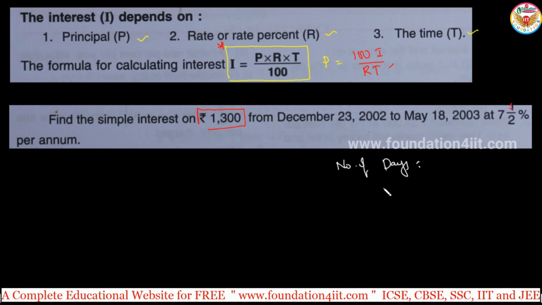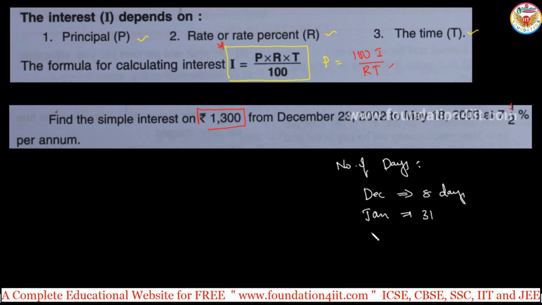So to calculate the number of days, in December, 23 till the end of December 31st, that is 8 days. Always remember, the date which starts will not be counted, but the day which ends will be counted. That means 24 onwards, 24 to 31st. Next January.